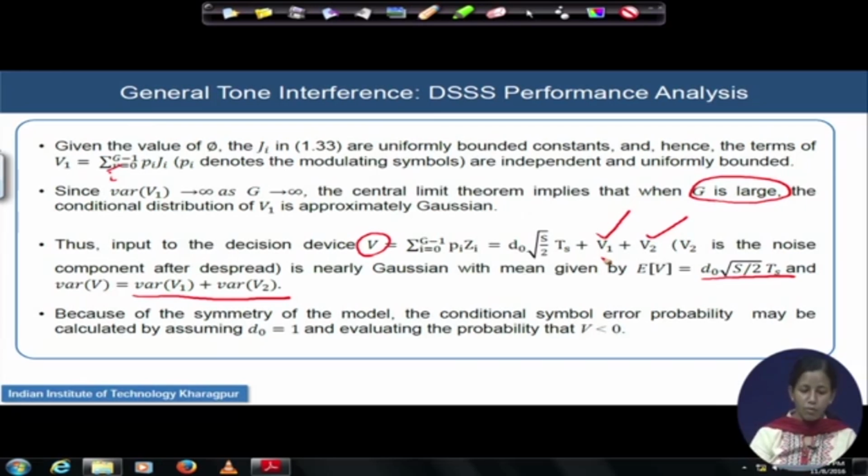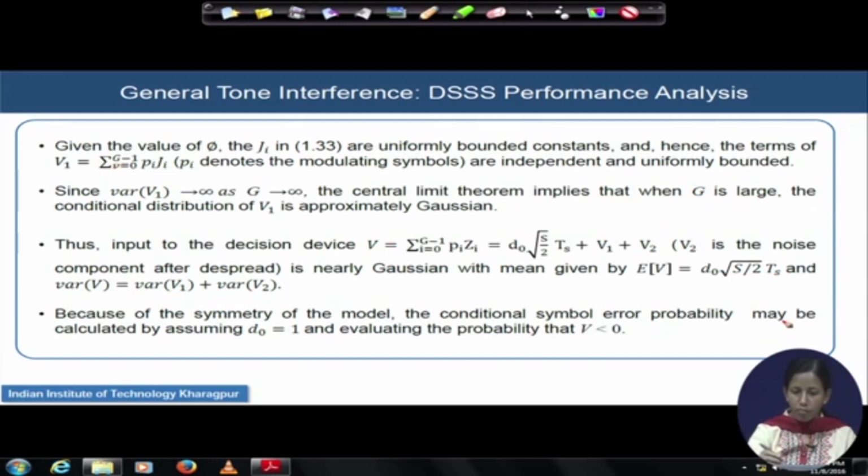What we will be interested in next is the computation of the variance of both of them, and checking their effect on the error probability computation. As we understand that there is a symmetry in the model, the conditional error probability may be calculated by assuming d0 equal to 1. Whatever conditional probability we end up with considering d0 equal to 1 will hold good also for d0 equal to minus 1.